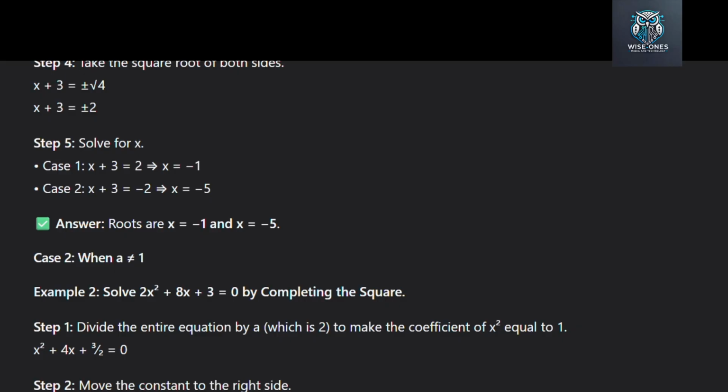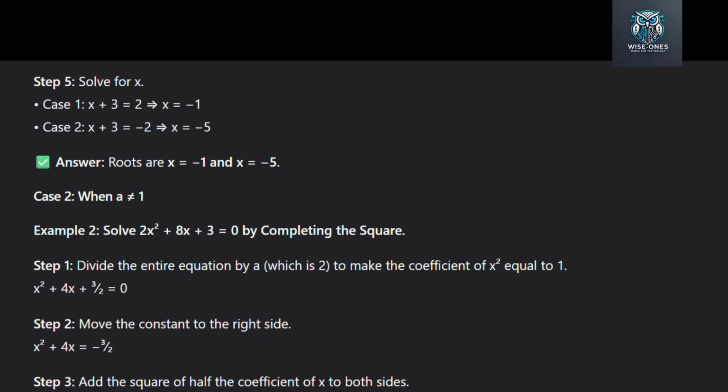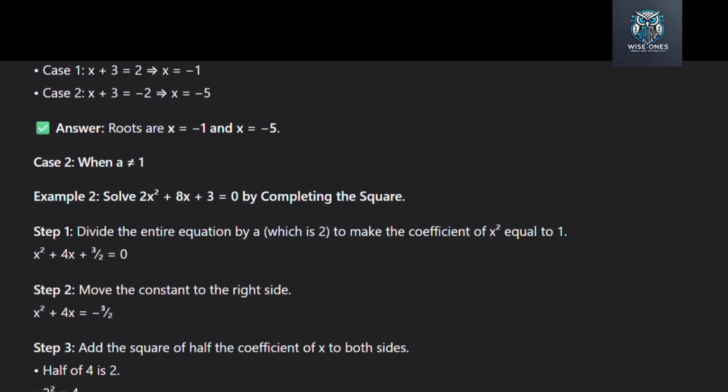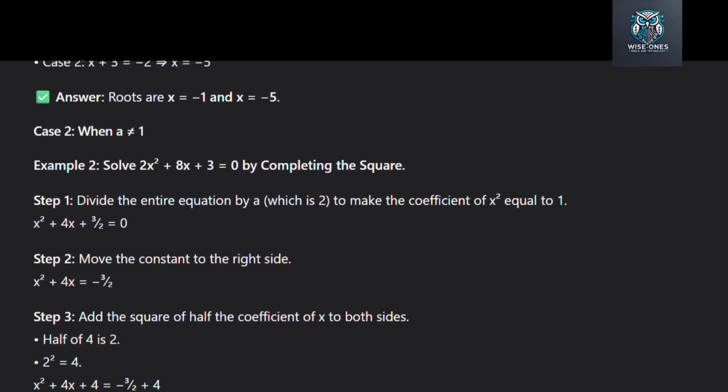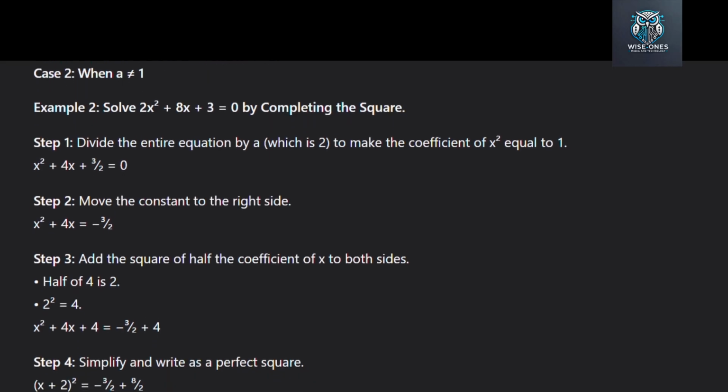Now, let us look at case 2. This is when a is not equal to 1. This means there is a number in front of x squared. Example 2. Solve 2x squared plus 8x plus 3 equals 0 by completing the square. Step 1. Divide the entire equation by a to make the coefficient of x squared equal to 1. Here, a is 2. So we divide every term by 2.